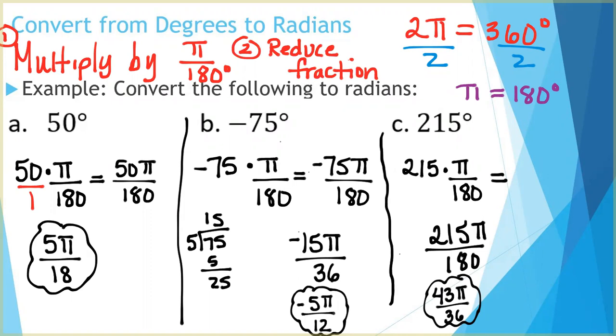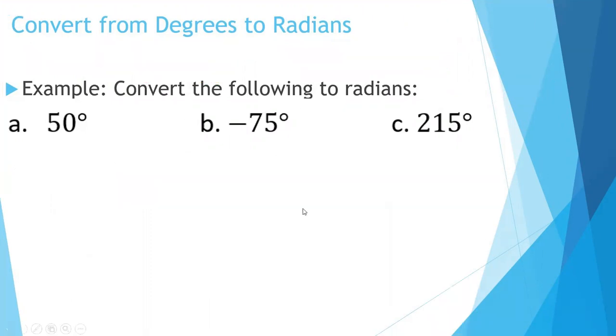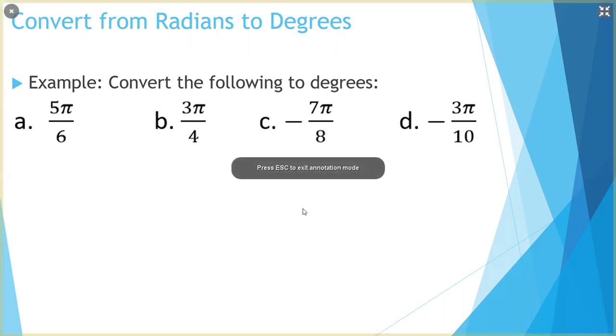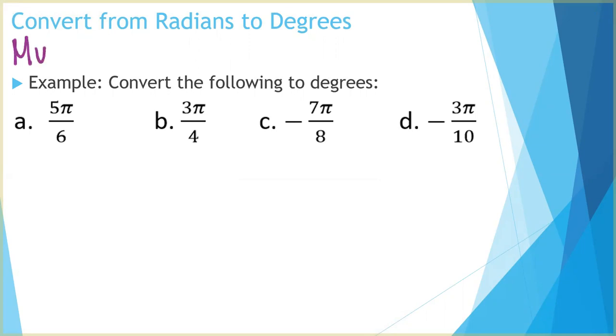So our last slide is to go the other way, which is an angle that is already in radians and multiplying it by the reciprocal to convert it to degrees. So take about 60 seconds and copy down this last slide. So copy these 4 down, and we're going to convert it to degrees. And this time we're going to multiply by 180 over pi.